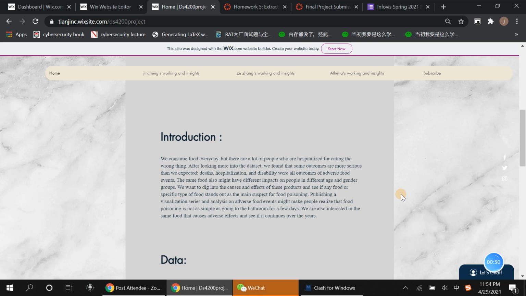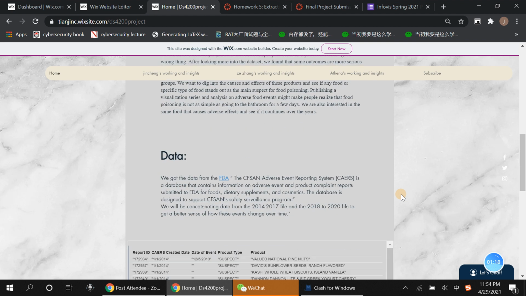So we're interested in publishing a visualization series and analysis on adverse food events, which might make people realize that food poisoning is not as simple as going to the bathroom for a few days. We're also interested in whether the same foods cause adverse effects and whether it continues over the years. So we got the data.